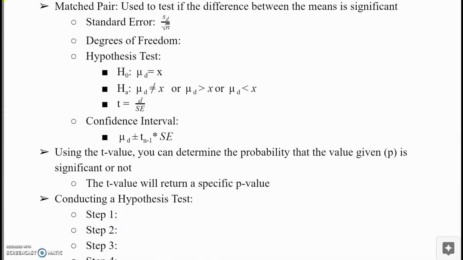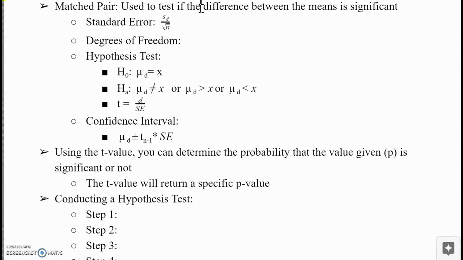Pair is very similar to one mean testing. It is used to test if the difference between the means is significant. Why I say the difference, and why is it matched pair? So matched pair means that these variables are matched based on some characteristic. Like due to height, we will match person A and person B together, person C and person D.